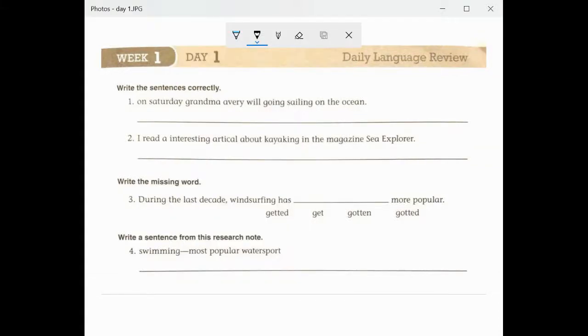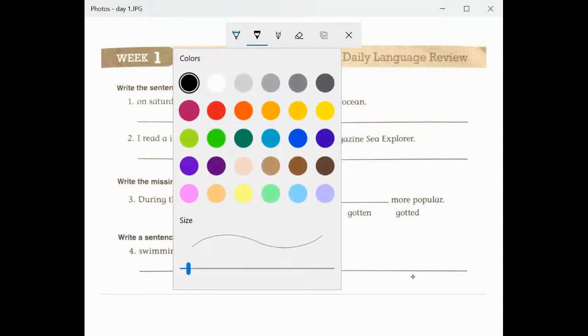Sorry, I'm picking my pen size here and my pen color.